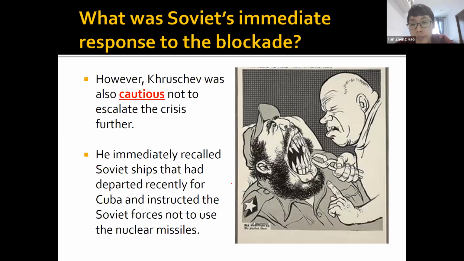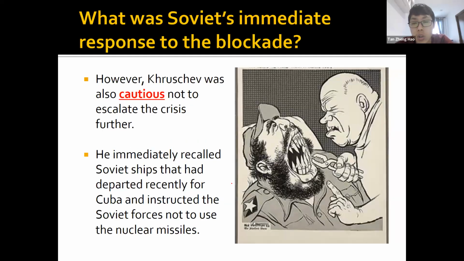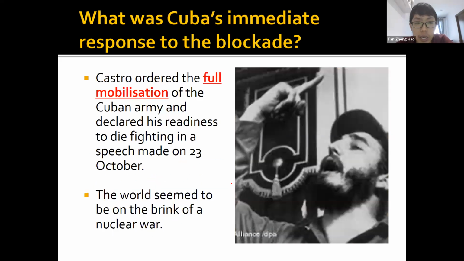Okay, but what happened? Khrushchev, although at first very outraged, eventually cooled down and said, you know what, I don't want to make this crisis even worse. So he immediately recalled a lot of Soviet ships that had departed for Cuba and said, we don't want to challenge the US blockade because we are not ready to confront the USA directly. Okay, but Castro obviously did not care. Castro is ready to go to war because it's his country, it's his life at stake. So he was ready to go to war with the US.